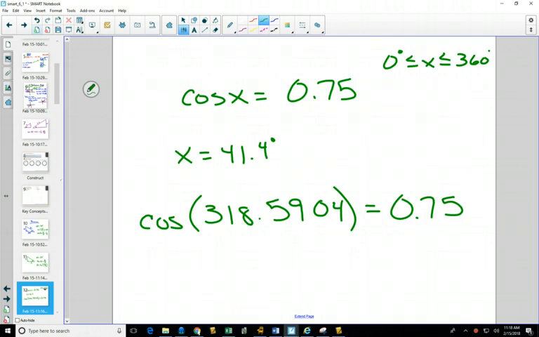318.59 is another answer that works. Oh my goodness, how many answers are there going to be? Is there more than this? Is this all there is? How do we figure this out? What's happening? Well, to build on this, we need to review a few other things that we learned in grade 11.